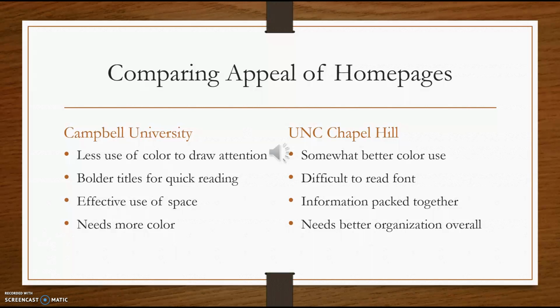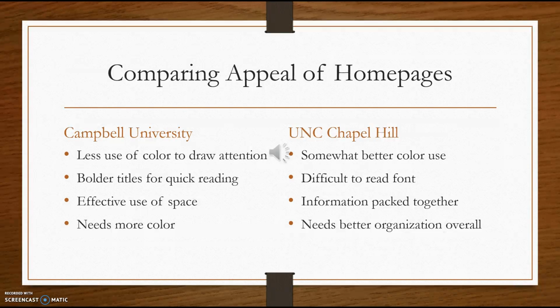The criteria I'm going to consider now is just the appeal of the homepage. When you first look at them, what catches your eye, how is it visually stimulating? For Campbell, they have less color than the UNC Chapel Hill page. There's only a couple pops of orange. So this could definitely be something to be improved upon. But there are huge bold titles that quickly draw your eye to their main points. And their points really are persuading you why you should apply, why you should take this program. They use space effectively, which allows you to quickly drop from point to point and find relevant information.